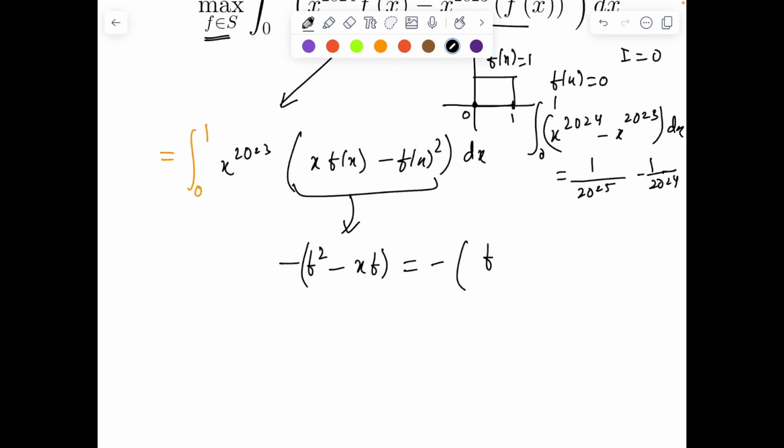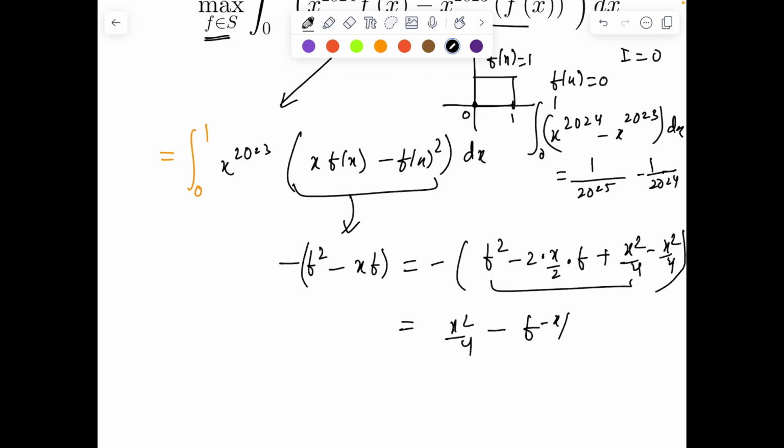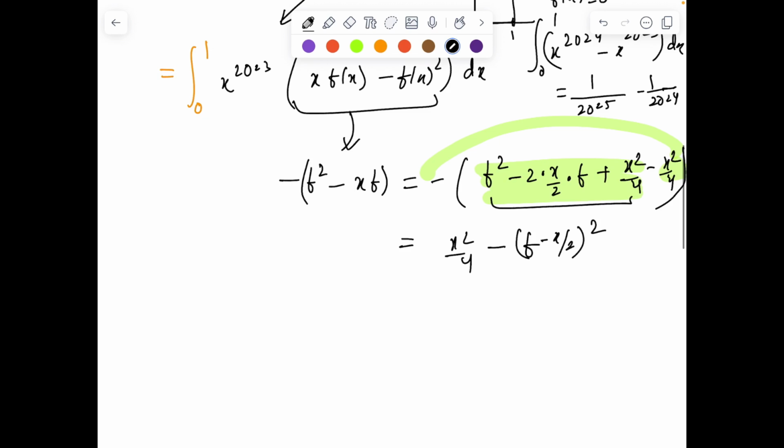By taking minus common, minus f squared minus x times f can be written as minus f squared minus 2 times x/2 into f. That demands x squared by 4 minus x squared by 4. Hence the given expression can be written as x squared by 4 minus (f minus x/2) whole squared. Because you can clearly see the expression till here is (f minus x/2) whole squared, so that can multiply with negative to give this answer.